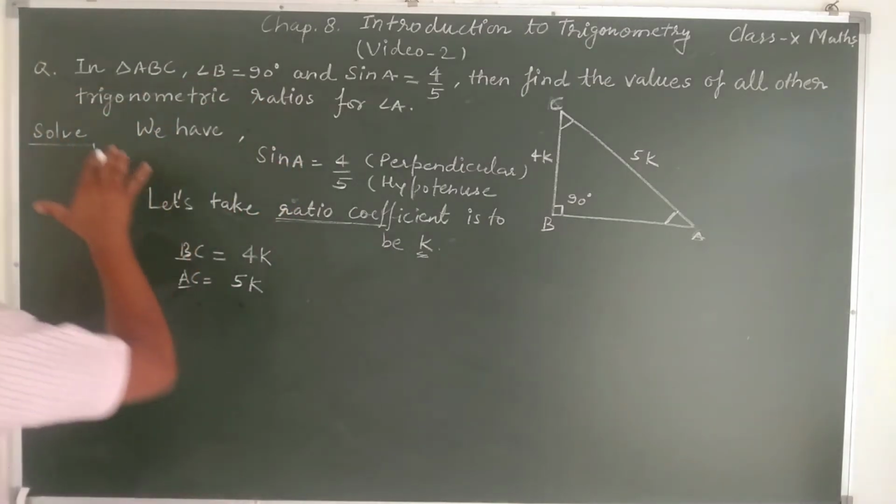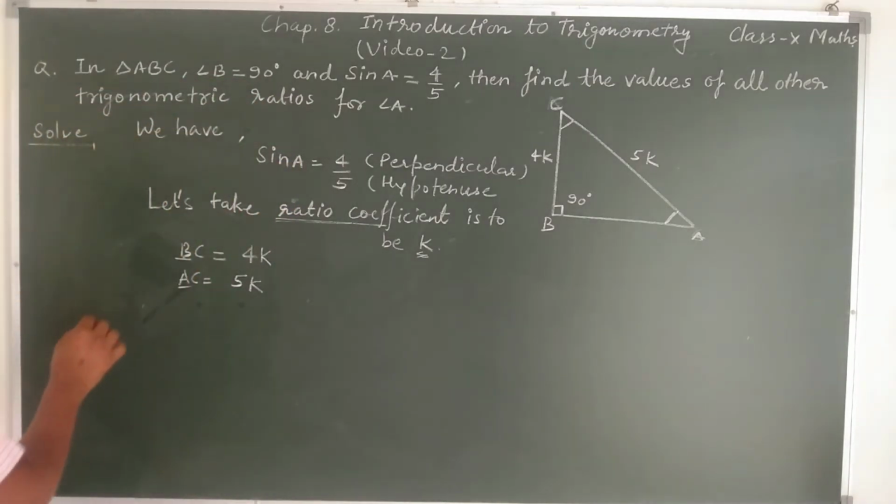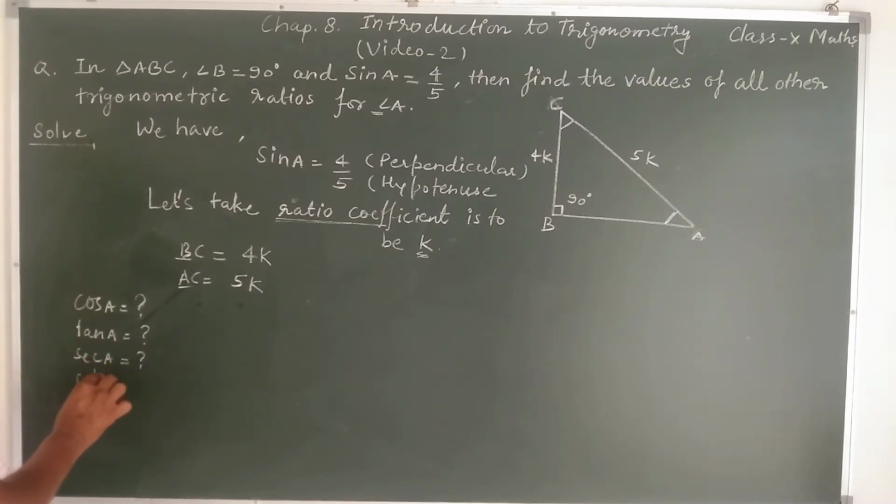And we have to find all the trigonometric ratios for angle A. That is, we have to find cos A, tan A, sec A, cot A, and cosec A. So we have to find these trigonometric ratios for angle A.